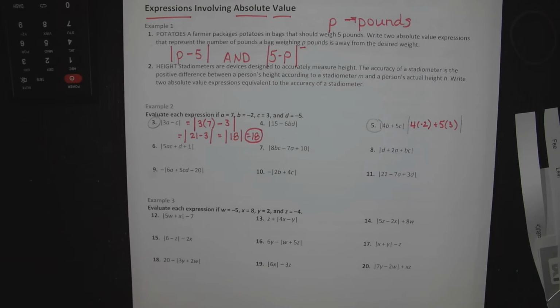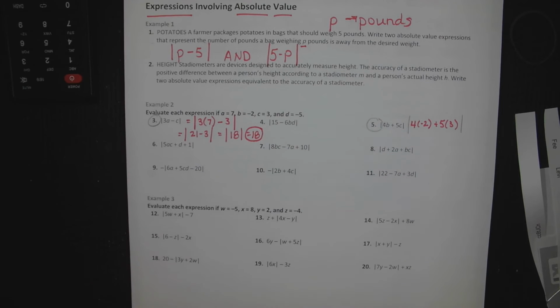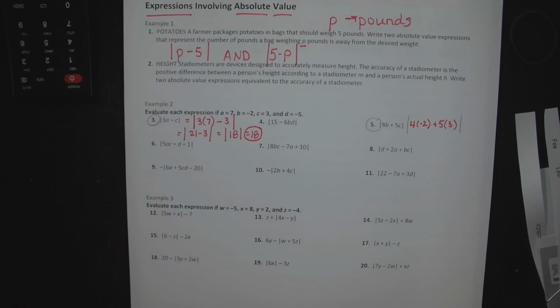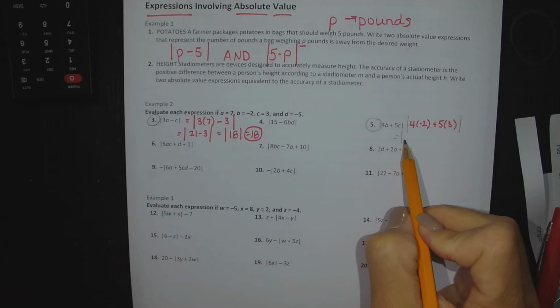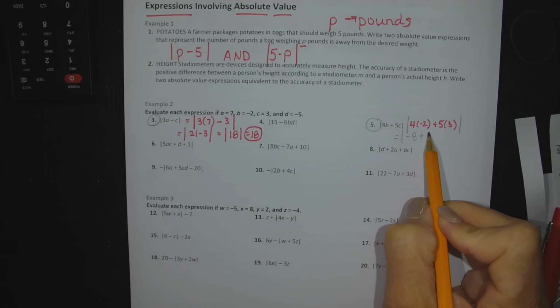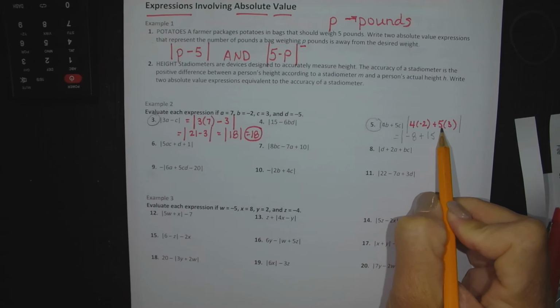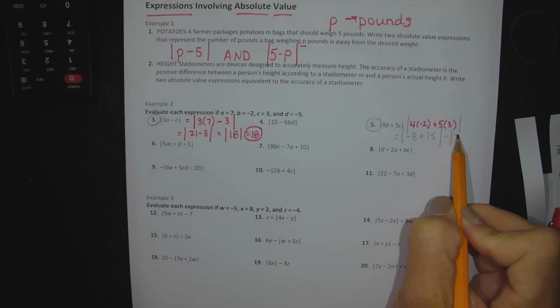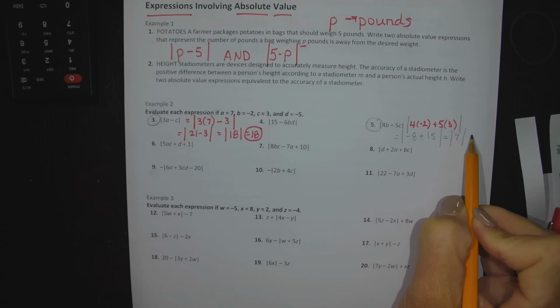Jebby, what'd you get? 7. Who got 7? Am I going too quick? You have the absolute value of -8 plus 5 times 3. What is that? 15. Do the math. -8 plus 15 is +7. The absolute value of +7 is simply what?